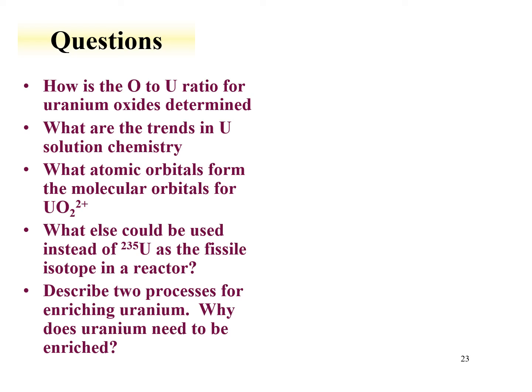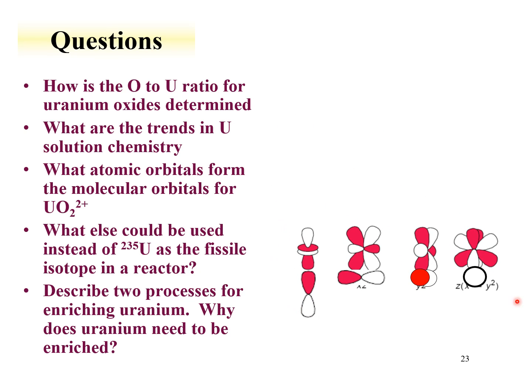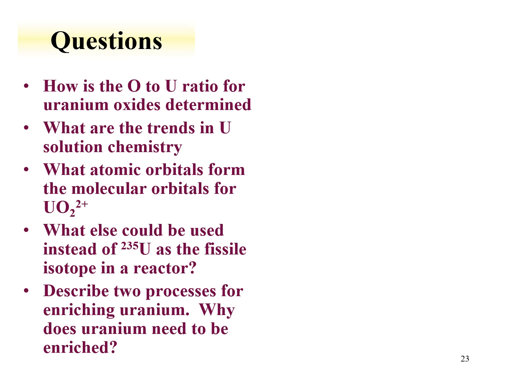What are the atomic orbitals that are used to form molecular orbitals for UO2? And those are shown here. These are just the f electron orbitals that have overlap with the p_z, the oxygen p orbitals, and the oxygen s orbitals. What else can be used instead of U-235 as a fissile isotope in a reactor? Well, the other uranium isotope one could use would be uranium-233.